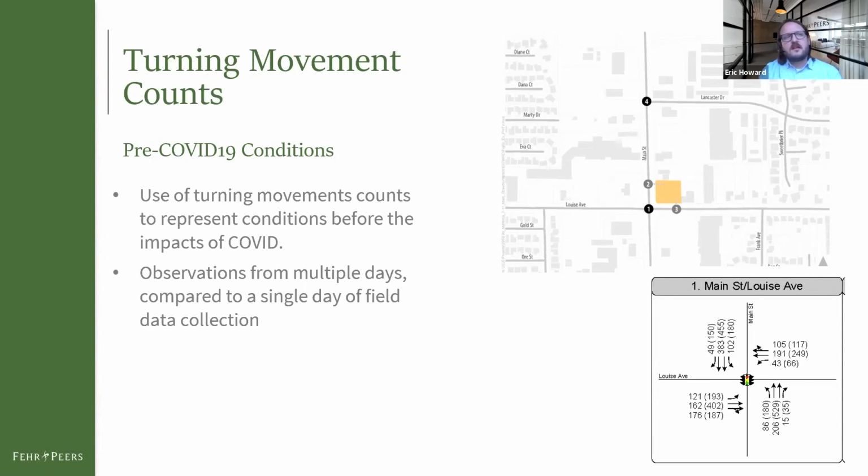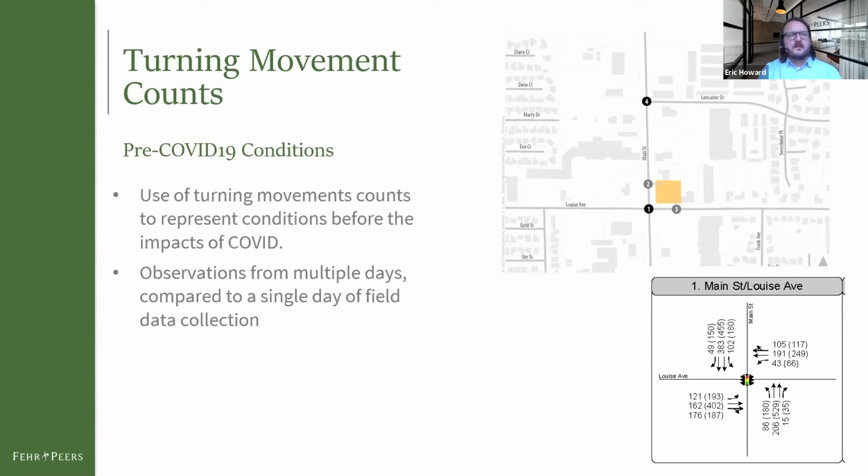The other advantage that we get from this data is being able to pull for multiple days, whereas before, if you had a person going out to collect data on a turning movement count, most of the time you would just get a one-day sample. But this way you can pull out multiple days and multiple time periods.